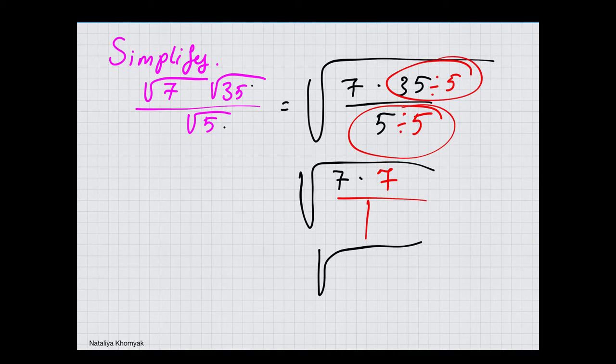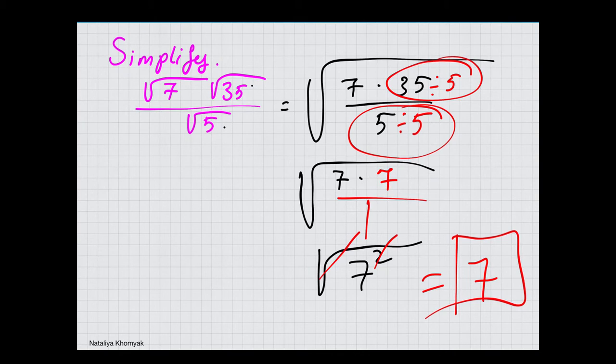So we get square root of 7 times 7, which is 7 to the second, over 1, which is just 7 to the second. Square root and the second power cancel, and 7 is our solution.